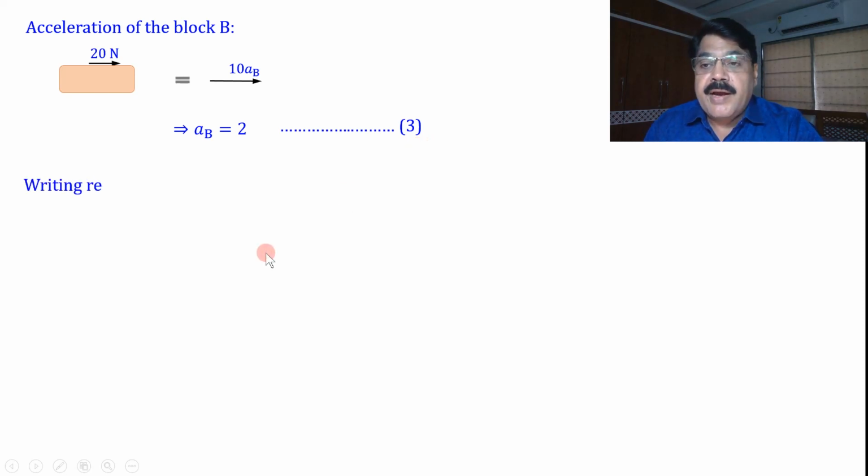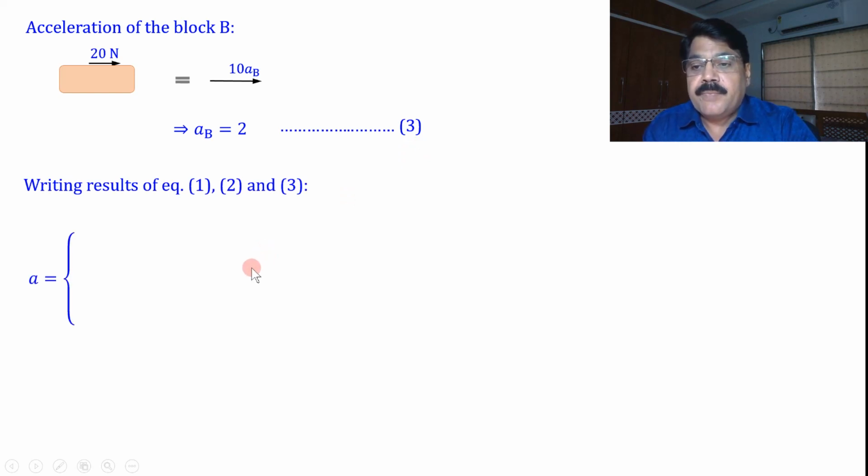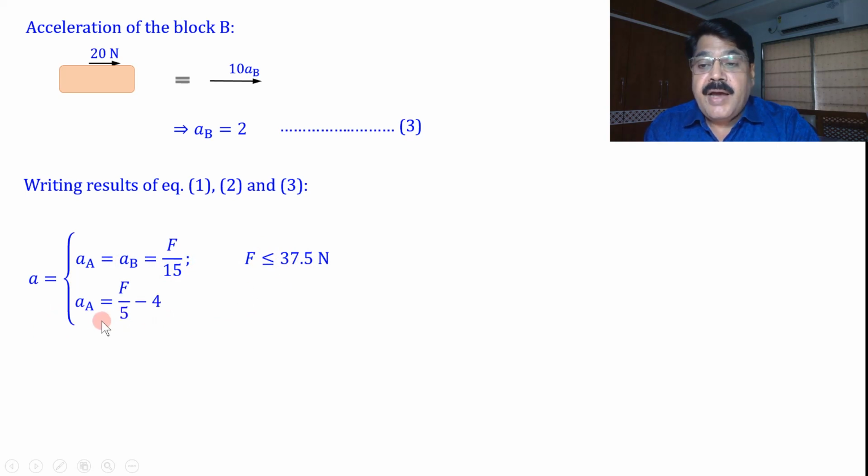Now we can write all these three results simultaneously, the results of equations 1, 2 and 3. A of A is equal to A of B is equal to F by 15 when F is less than 37.5 newton. And A of A is equal to F by 5 minus 4, and A of B is equal to 2, when F is greater than 37.5 newton. So with this function, we are now in a position to draw the graph.